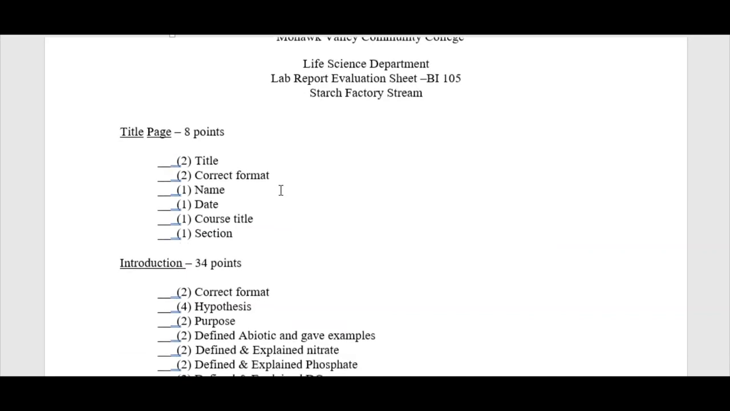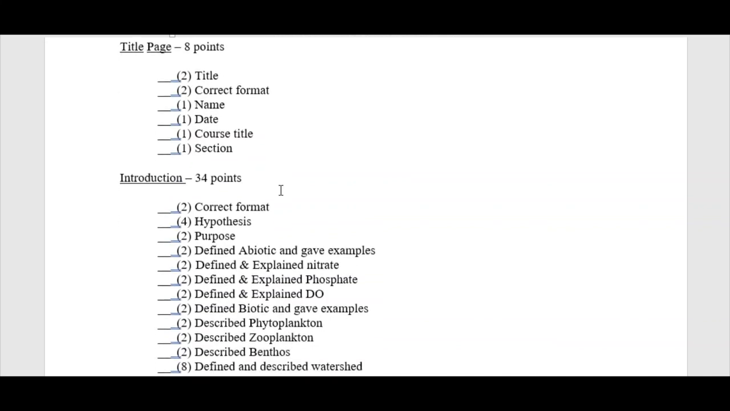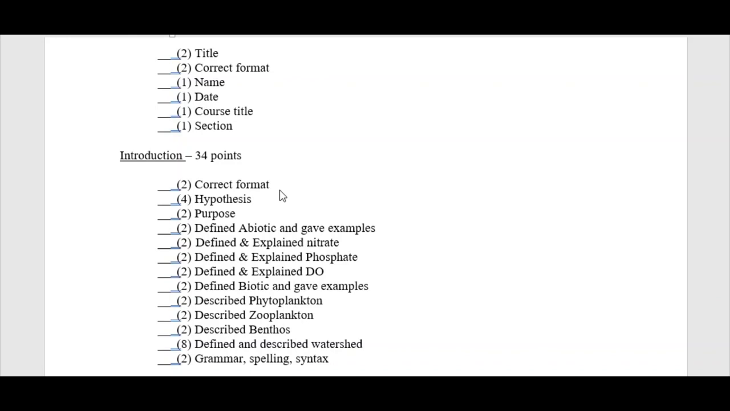So I want you to look through this while you're writing your lab report, as well as after you're done, and say, how well did I make a hypothesis? Did I give examples of abiotic data and not just define it? Okay, so this is a lot of places where students get marked off: they could have defined phosphate for me, but not explained what it is or why it's important to stream analysis. Okay, so little things like that will get you a point taken off.